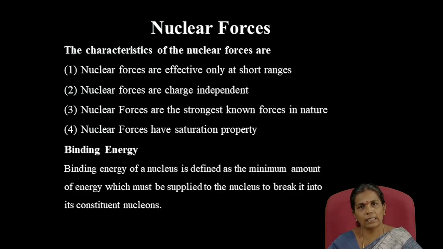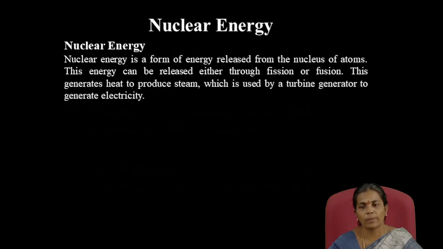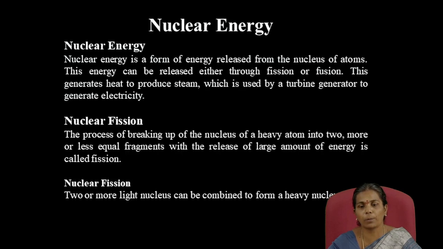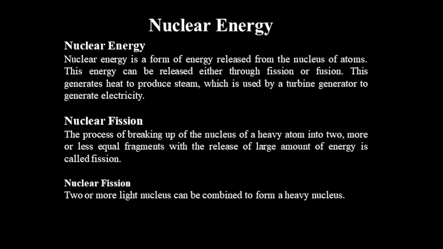Binding energy is defined as the minimum amount of energy which must be supplied to the nucleus to break it into its constituent nucleons. So, nuclear energy is the form of energy which is released from the nucleus of atoms. The energy can be released either through fission process or through fusion process. So, during the nuclear fission or fusion processes, a large amount of heat energy is liberated. This heat energy is used to produce electricity.